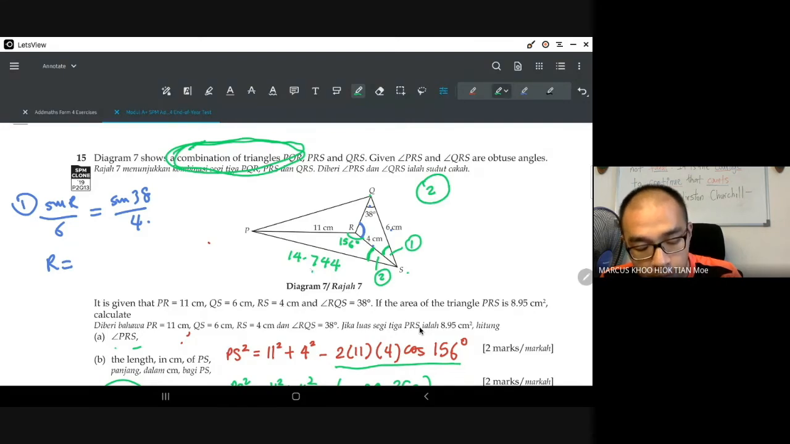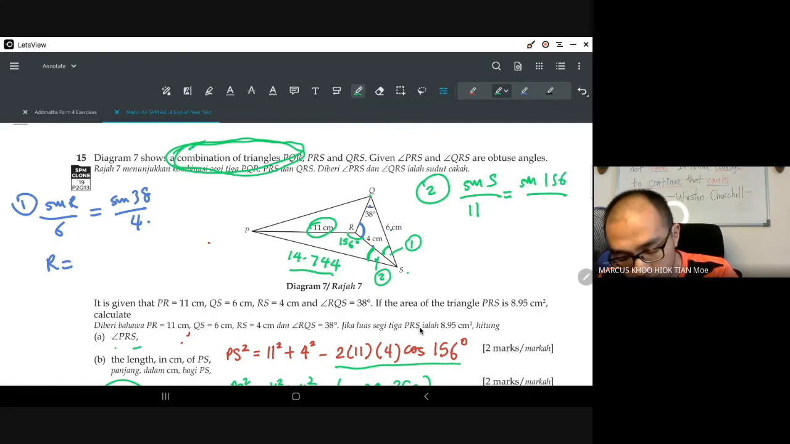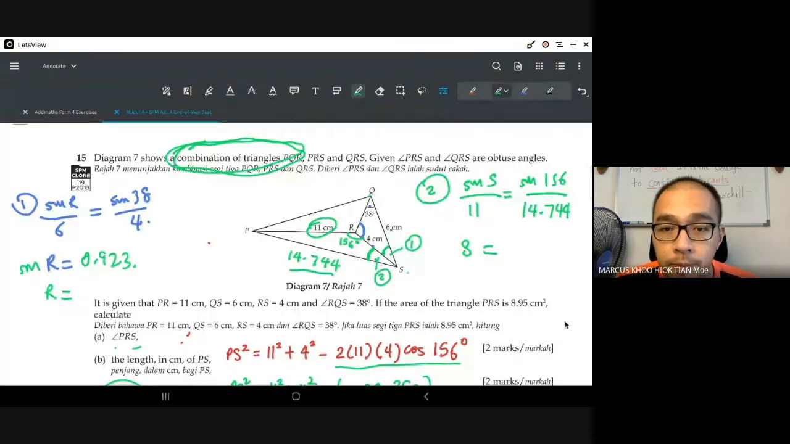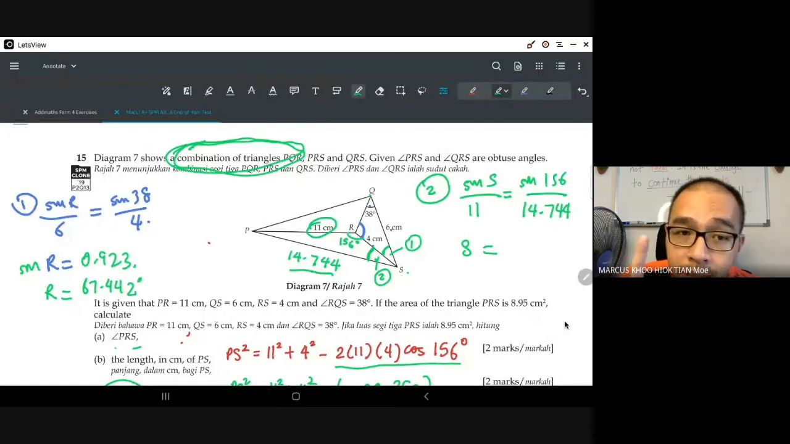Since I have 156 and 14.744, I have 11 and this angle, right? So I can calculate. Sine S over 11 equals sine 156 over 14.744. S is this for me. Yvonne, can you calculate the S for me, please? Oh, this is sine R. Sine R is 0.923. So what is R? 67.442. But guys, take a look at this.